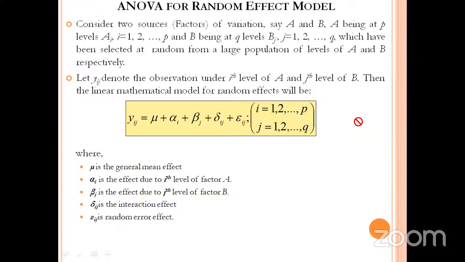So anything you want to ask about ANOVA? Or anything you want to ask about hypothesis testing, you can ask. The last topic remaining is index numbers, that I will take now. If you are not having any doubts, I'll start with index numbers.